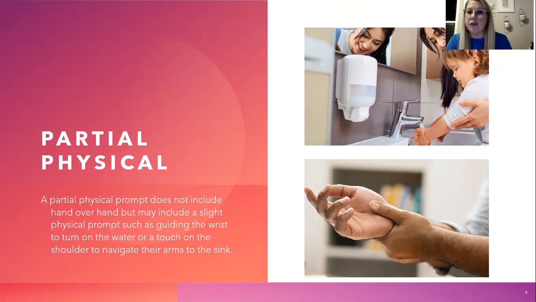So when we were discussing full physical, that was where the participant's hand was directly under the service provider's, like so. So with partial physical, we are not doing hand over hand prompting. We are using partial physical touch. As you can see in the top visual, the service provider is touching the client's shoulder, maybe guiding their arm to the sink. And same in the bottom visual, where the service provider is touching the client's wrist and maybe guiding their hand to turn on the water.